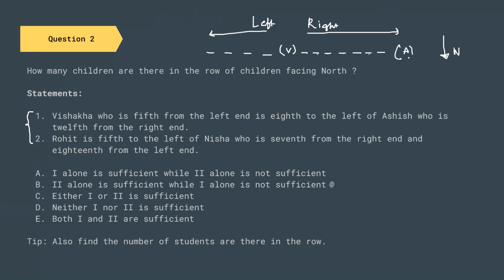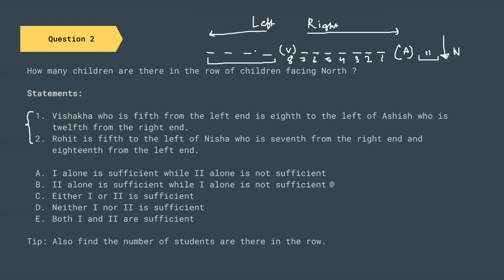And this is Ashish. So this is first, second, third, fourth, fifth, sixth, seventh, and eighth. Vishaka is eighth to the left of Ashish, who is 12th from the right hand. That means there are 11 more students here. So from this particular statement, can we guess how many students are there?